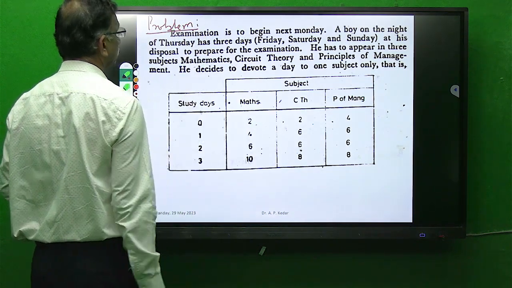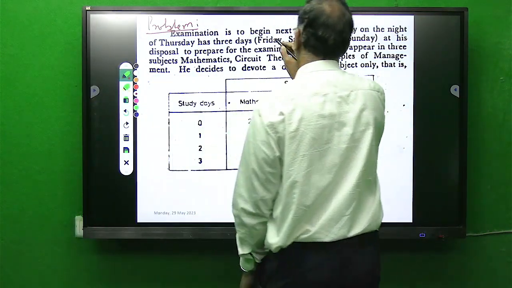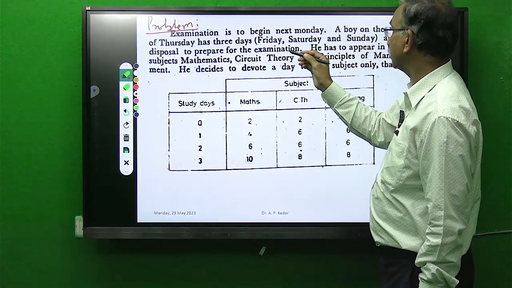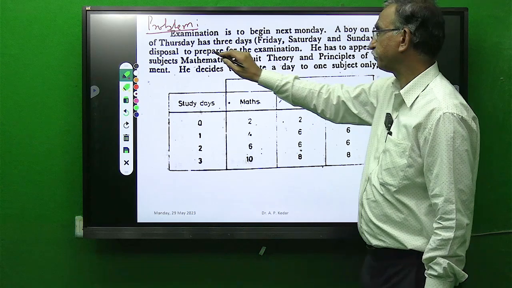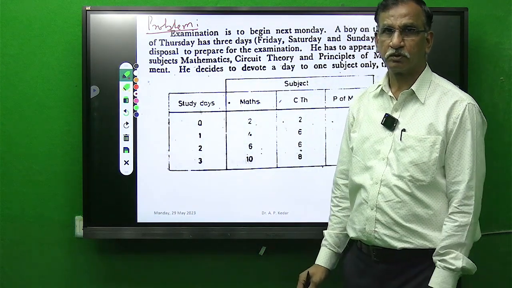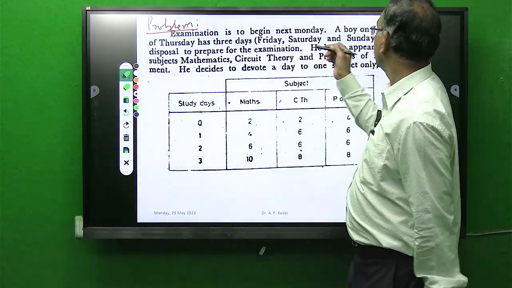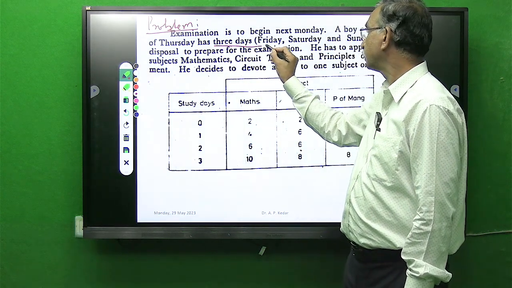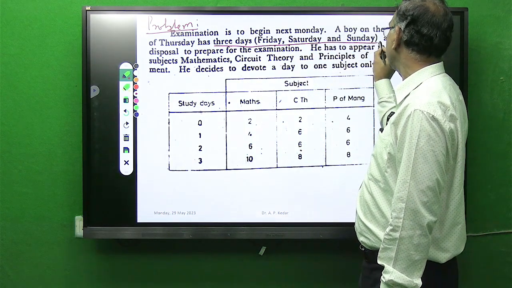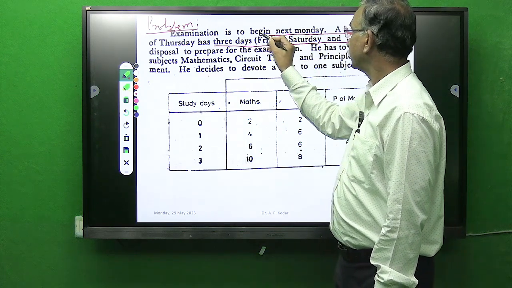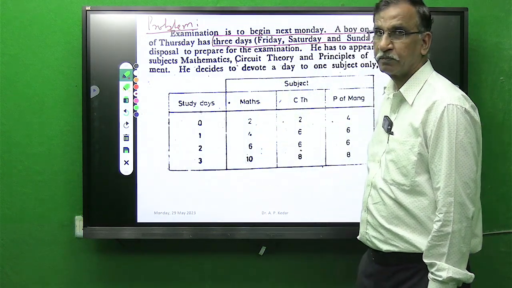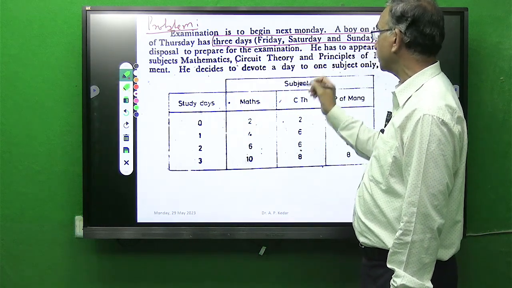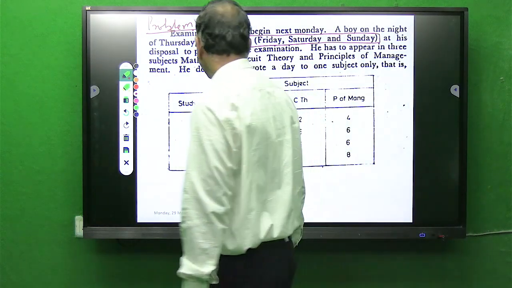The problem reads: examination is to begin from next Monday. A boy on the night of Thursday, this usually happens with all you students, has 3 days, Friday, Saturday and Sunday, because from Monday he has to attend the exam. He has 3 days at his disposal to prepare for examination. This is a common scene.